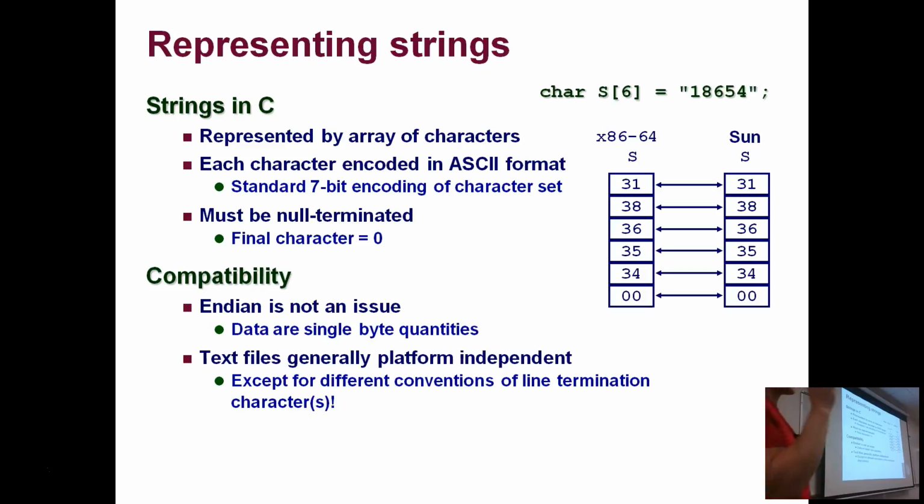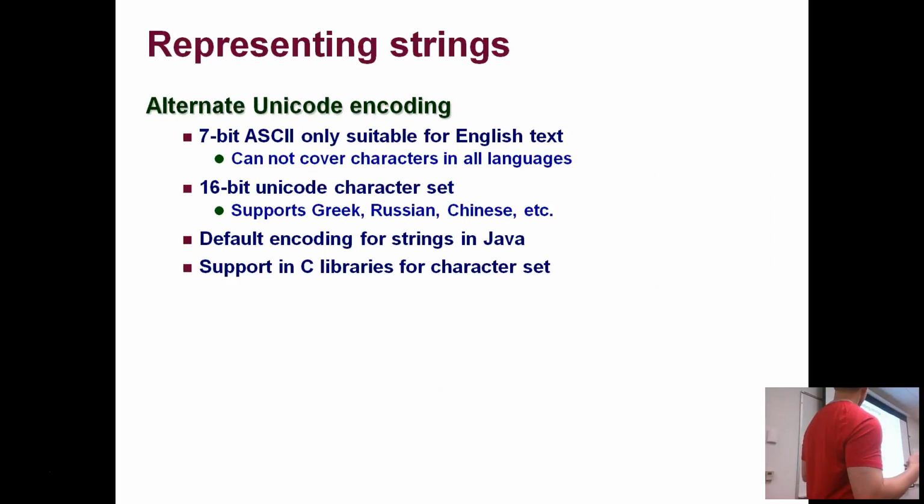So if you had a big endian string, that would be an awful piece of code to write. Okay. So this is why text files are generally platform independent. You don't have to convert from one endian to another when you're transmitting text files. But there are different line termination characters between Windows and Unix. So that's the only conversion sheet.